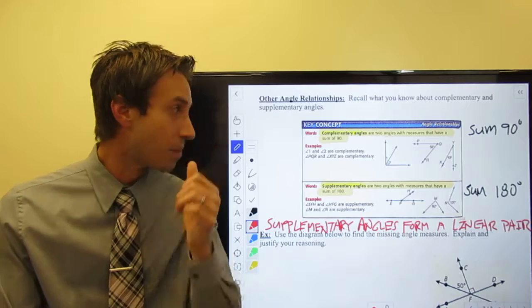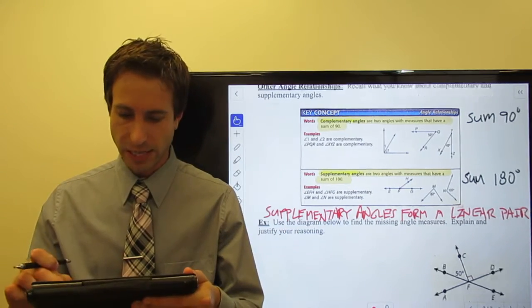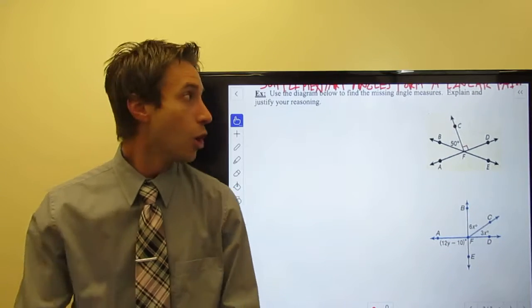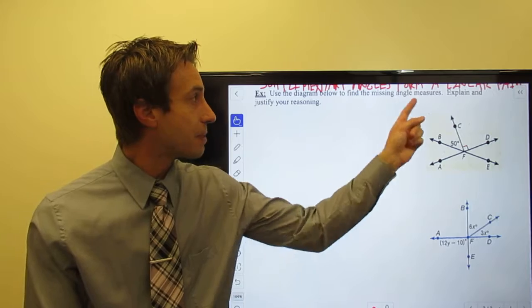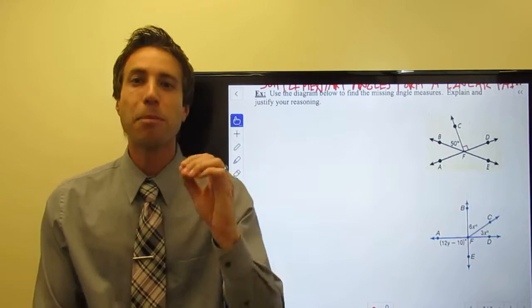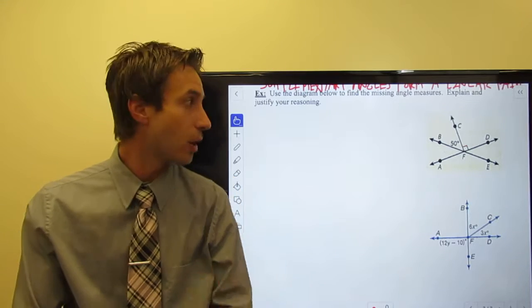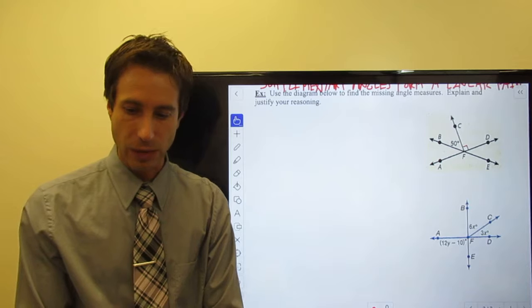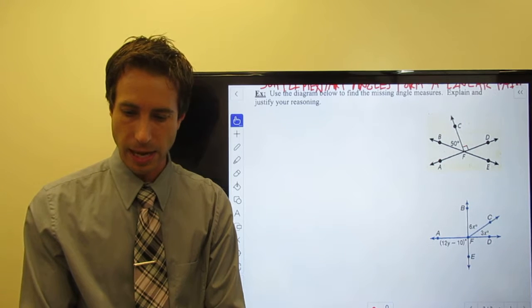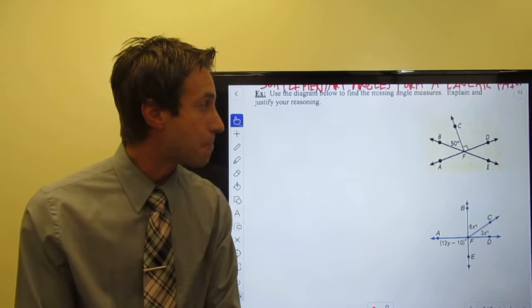So, now that we've covered that, let's jump right into a couple of example problems. Let's take a look at what we've got here. What I want you to do is use the diagrams I've given you to find the missing angle measures, and please justify your reasoning. Why can you do what we're going to do to find all of these angles? So here we go. Let's jump into this and see what we get.